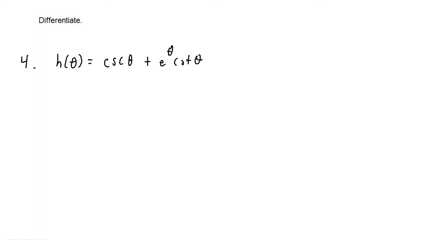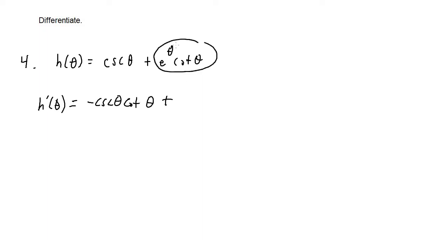So now for number 4, we have h of theta equals cosecant of theta plus e to the theta times cotangent theta. Once again, we don't have the x variable, we have the theta variable instead, but that doesn't matter, we treat it the exact same way. So h prime of theta, we're going to derive with respect to theta this time, is going to be equal to the derivative of cosecant theta. Now remember, the derivative is going to be negative cosecant theta times cotangent theta. And then we have plus the derivative of e to the theta cotangent theta.